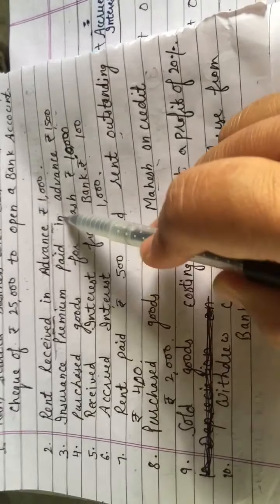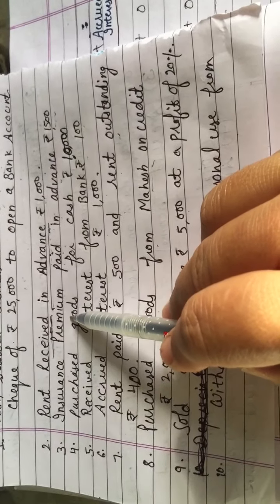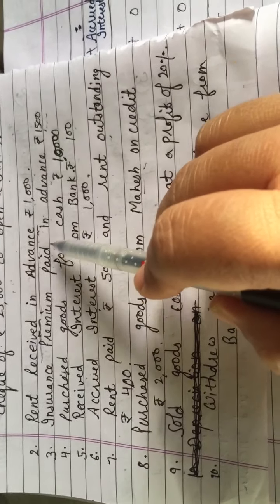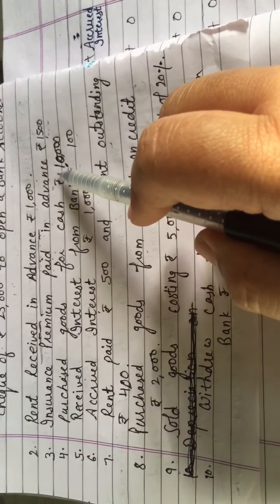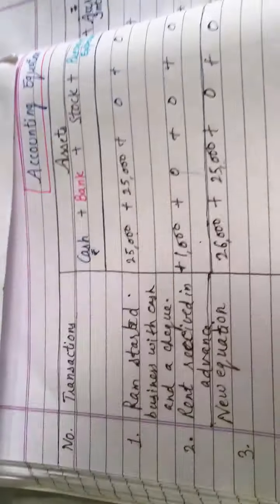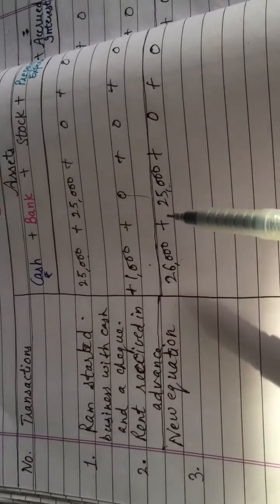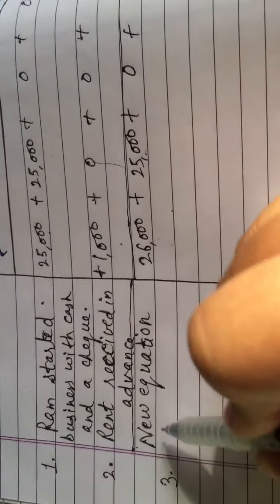Insurance premium paid in advance, rupees 1,500. Insurance premium being an expense, we have paid it in advance, which means it is a prepaid expense, and prepaid expenses are assets of the business. And the second effect is that we have paid it in cash, so cash will decrease by the same amount.